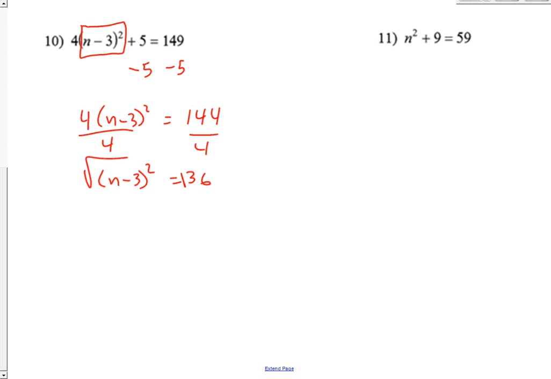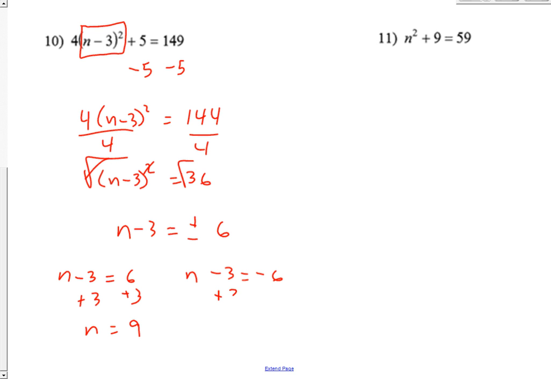Now we can use the square root, and the radical is canceled out. We get n minus 3 equals positive and negative 6. Now, because we still have to get n by itself, and we have 2 answers over here, we have to write up 2 equations to solve, one having a positive 6 and one having the negative 6. So over here, we're going to add 3, and we get n equals 9. Over here, when we add the 3, we get n equals negative 3. So 9 and negative 3 are the 2 answers.